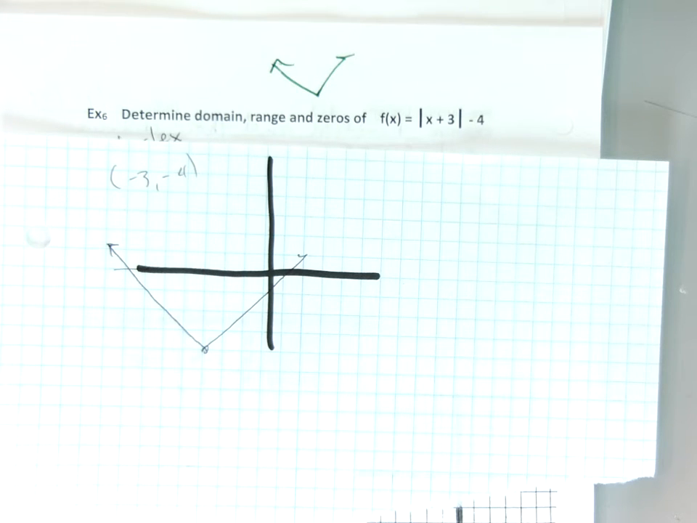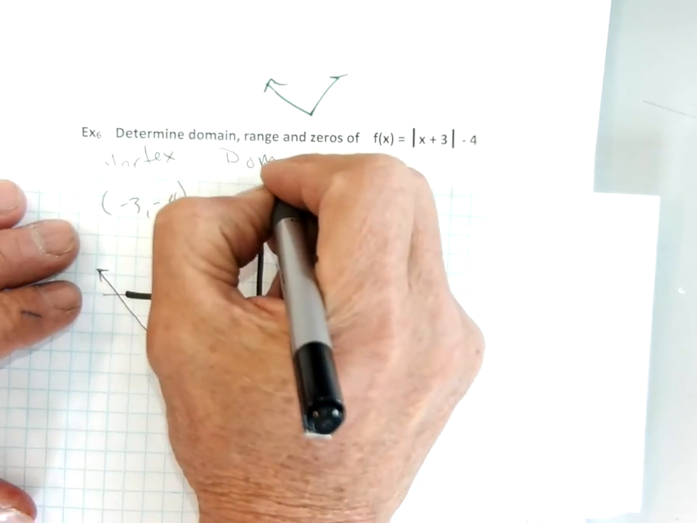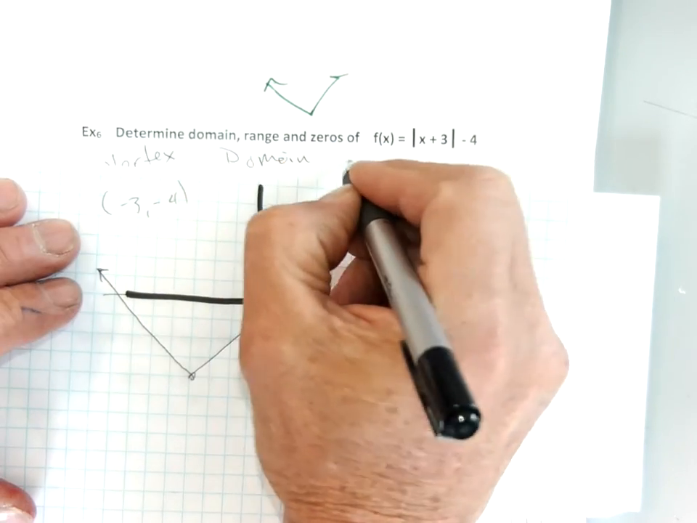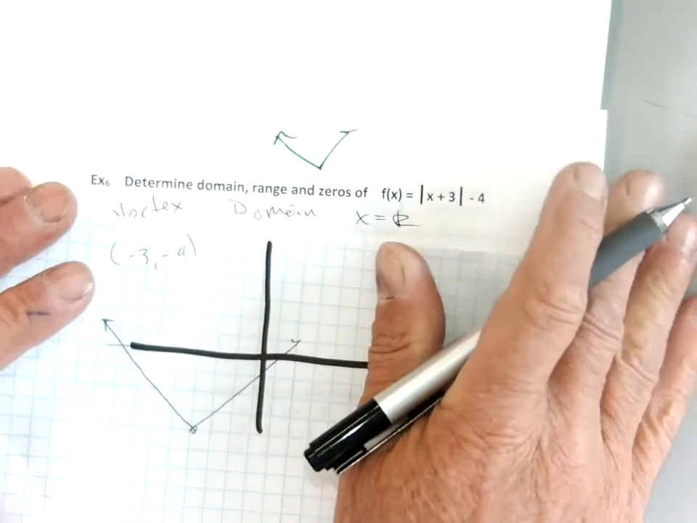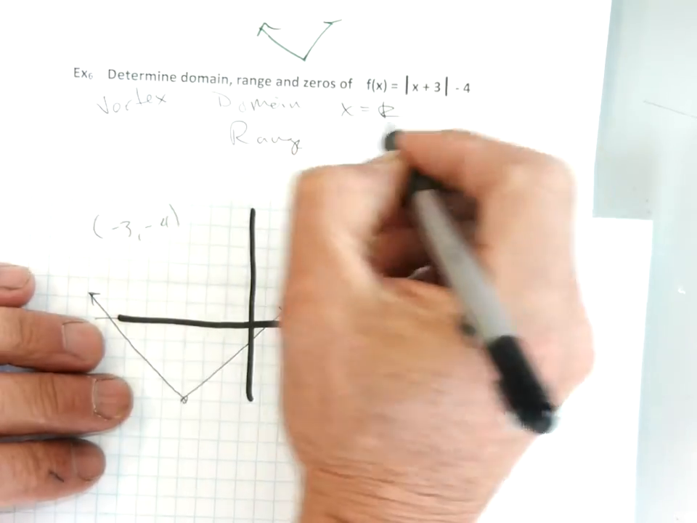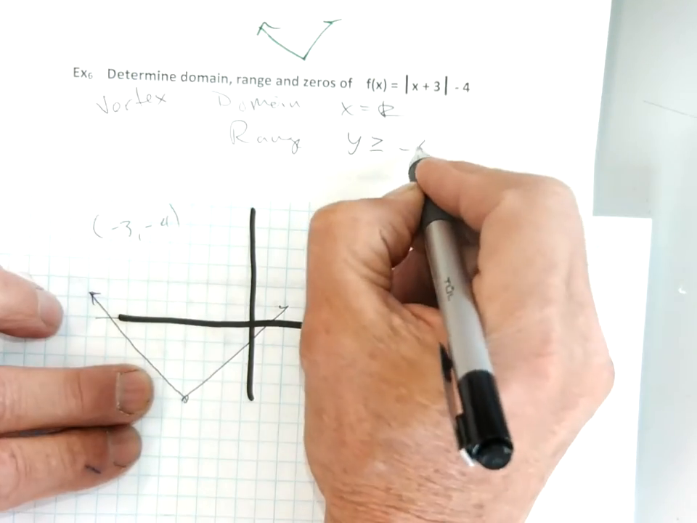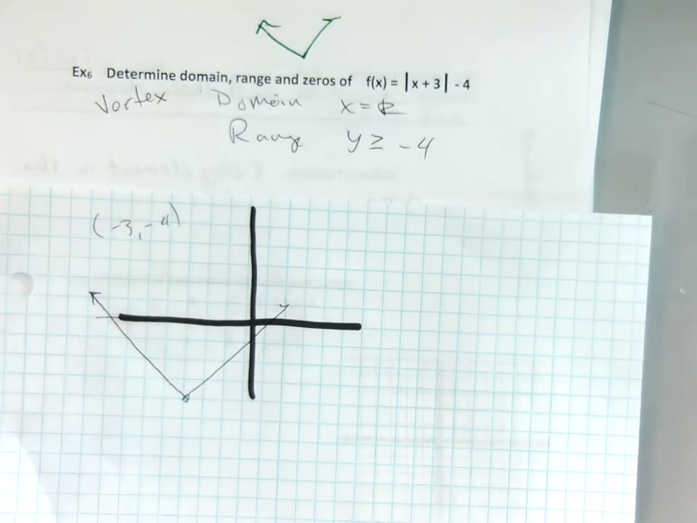Now, domain, what's the domain? All real numbers, yes. I agree. Domain, x equals all real numbers. What's my range? Range is going to be y is greater than or equal to negative 4. Good job. Well, now what about zeros?